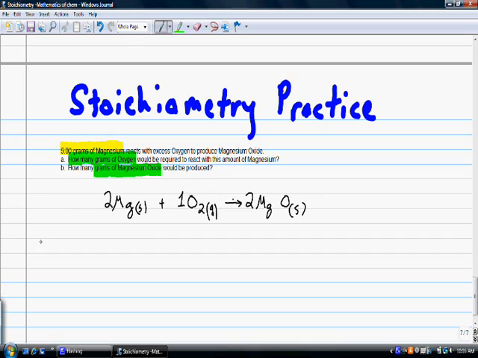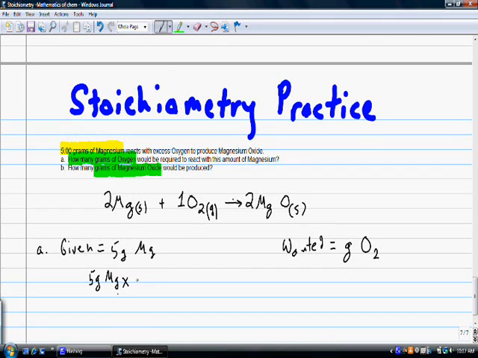In our first problem, we know that our given is 5 grams of magnesium. Our wanted is grams of O2 that are needed to react with that. So we're going to begin with our given, 5 grams of magnesium. And if you recall the mole map, our first step is to change grams of our given to moles of given.